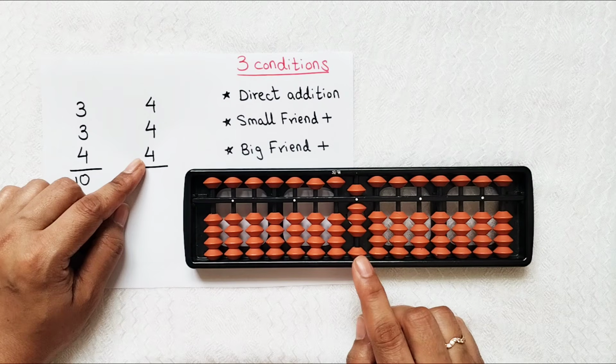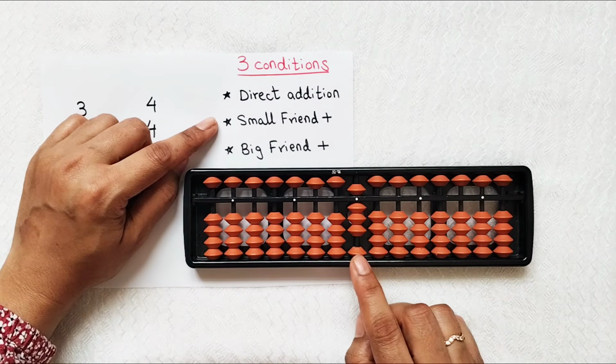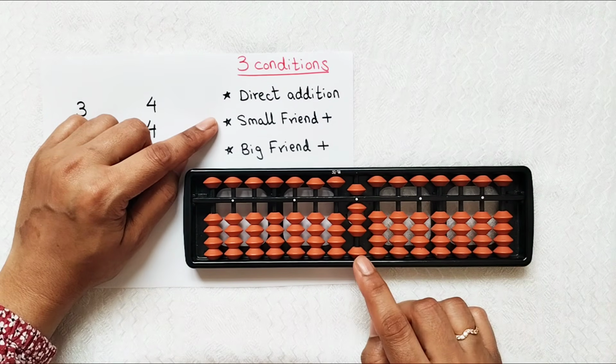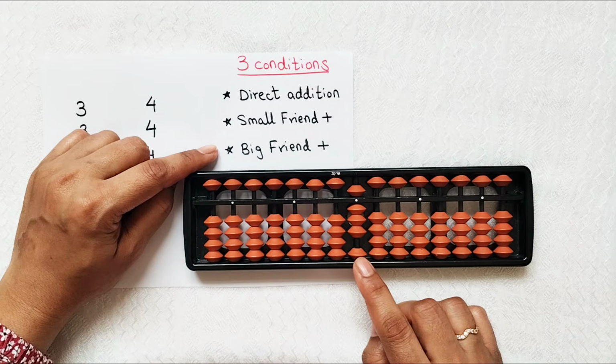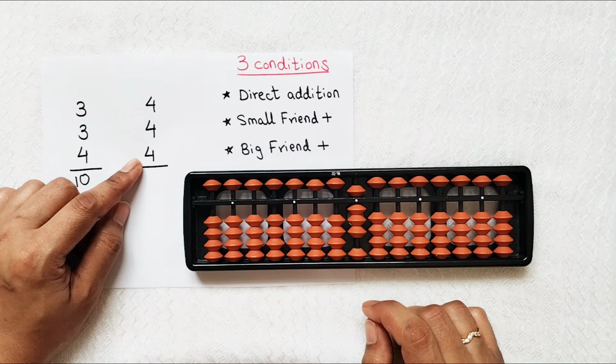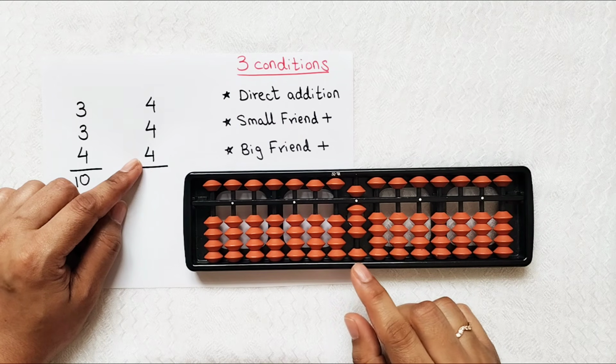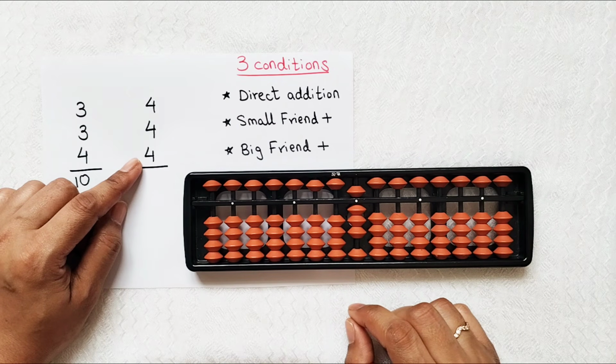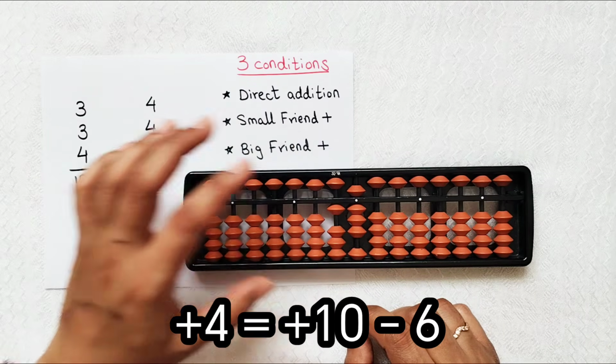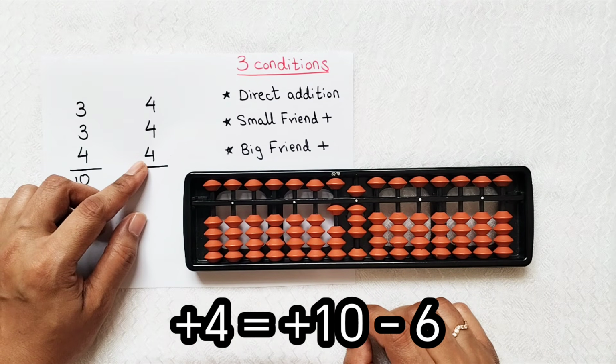Can I do direct addition? No. Can I use small friend? No. So I have to use big friend now. Though 4 is a small number, I still have to use big friend addition formula. Okay. So what is the formula for big friend 4? That is add 10. And who's the big friend of 4 now?